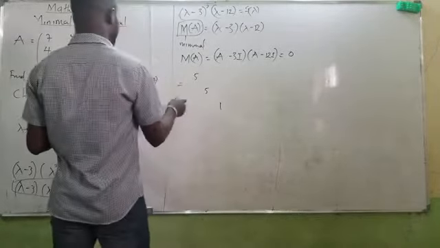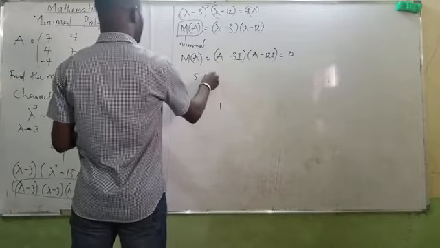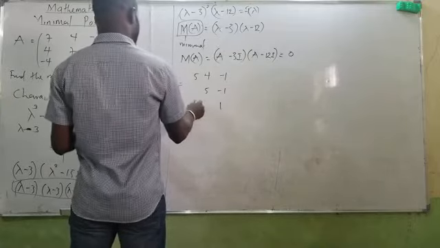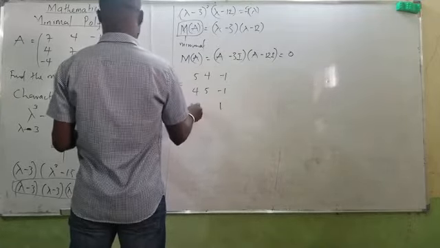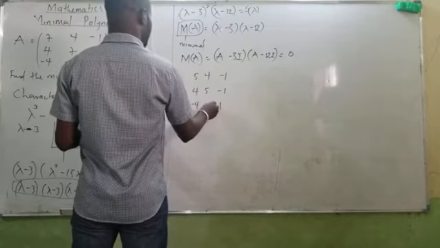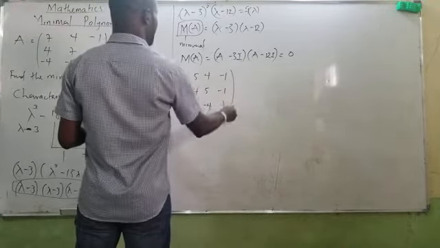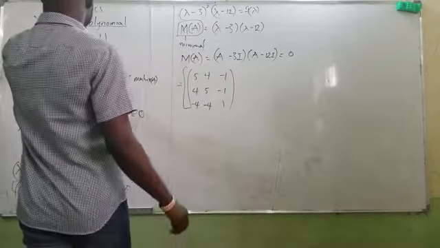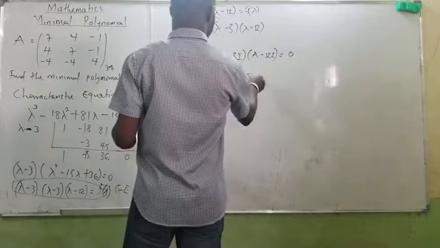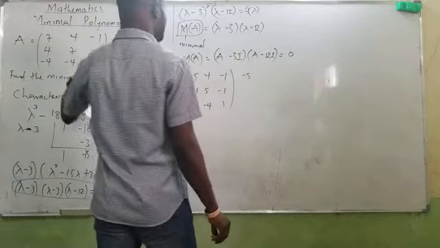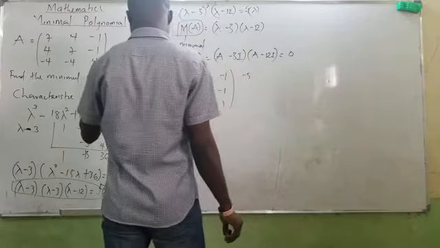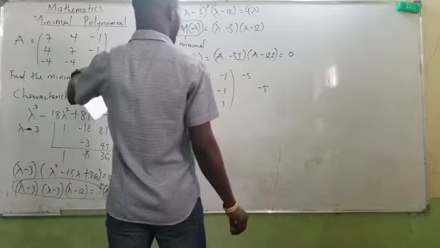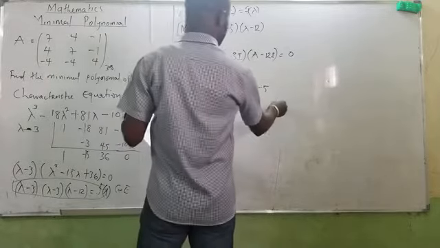Now, the others will be present, which will be what? I'll be having 4, I'll be having minus 1. This one will be minus 1. Here will be 4. Here will be minus 4, and here will be minus 4. Here will be 1. Don't forget, I'm doing the multiplication. Now, this minus, it will be minus 5. And this minus 12, I still remain with my minus 5. And this minus, it will be minus 8.